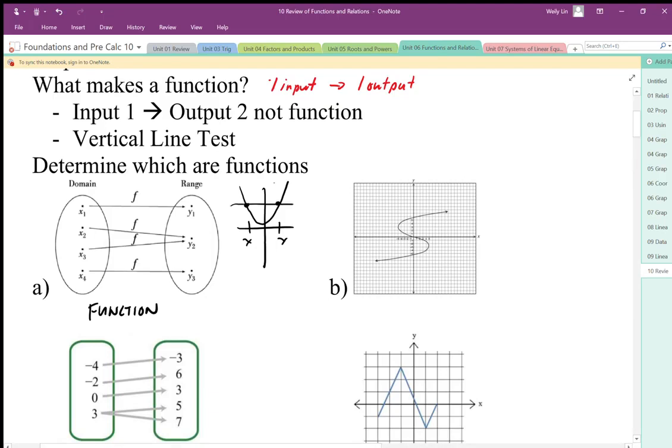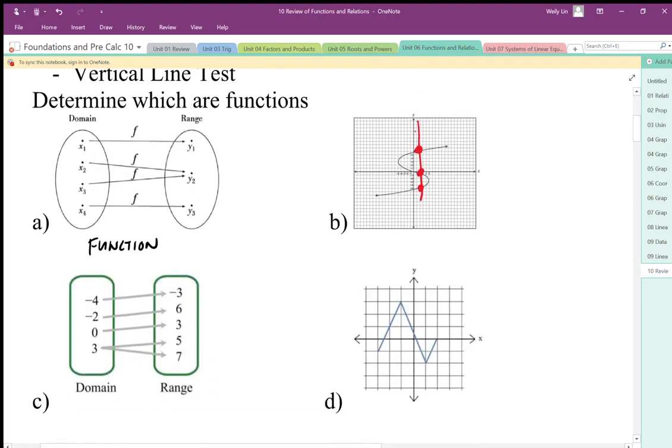But if I have this situation here where I draw my vertical line, it does not pass my vertical line test. Drawing my vertical line, I have 1, 2, 3 outputs. So my one input x has three outputs y. That's not allowed in a function. So this is not a function. It does not pass our vertical line test.